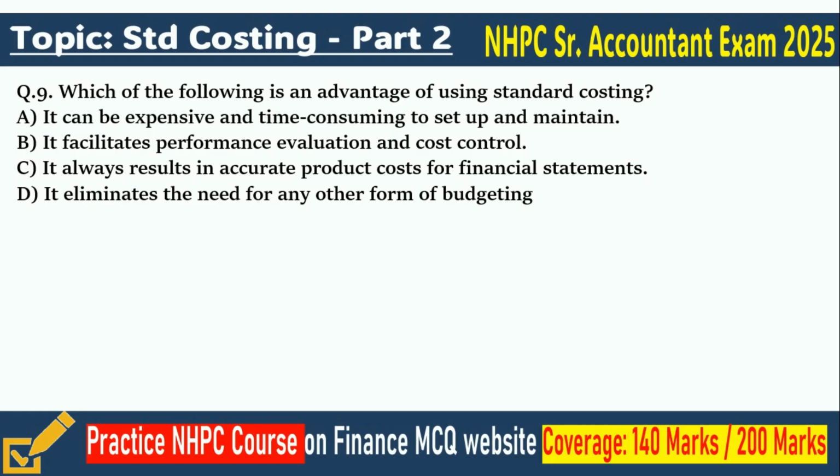Which of the following is an advantage of using standard costing? Option A, it can be expensive and time consuming to set up and maintain. Option B, it facilitates performance evaluation and cost control. Option C, it always results in accurate product cost for financial statements. Option D, it eliminates the need for any other form of budgeting.